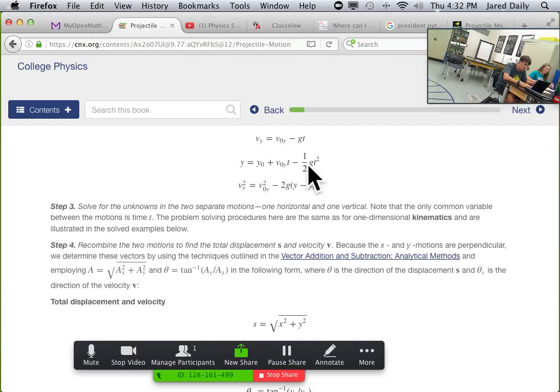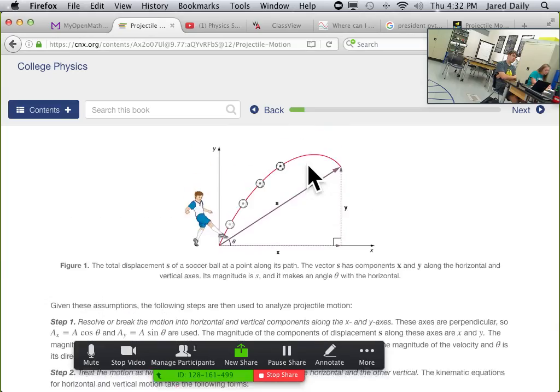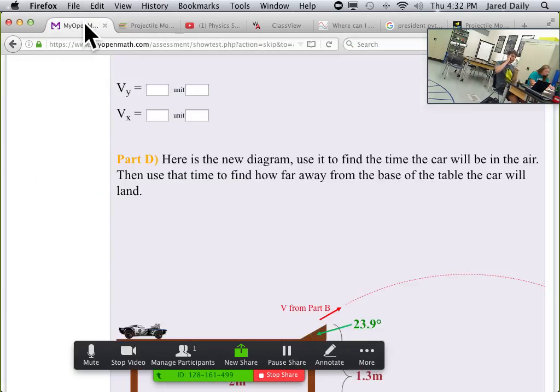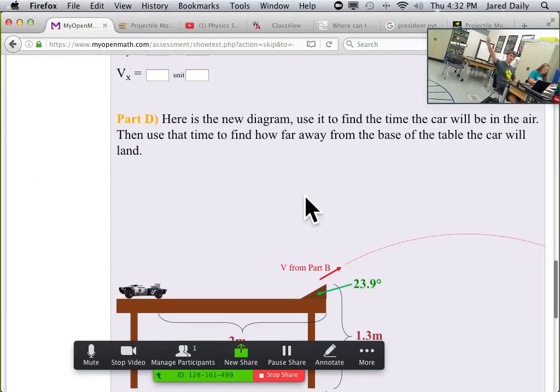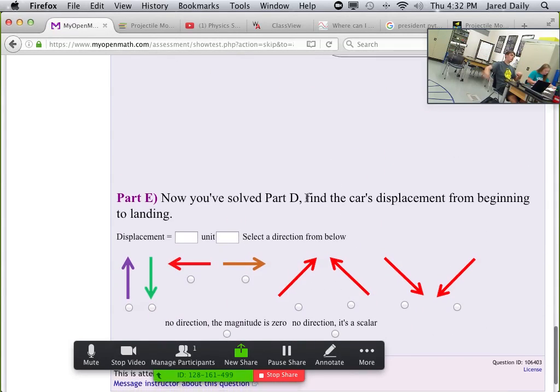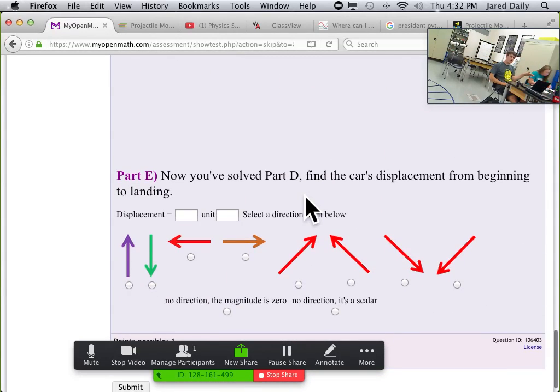Hey, Mr. Daly, on part B where it asks for the total displacement, how would we set it up? So you started with your table, you've shot the car off, and it landed, and it wants your total displacement. So it's the total displacement from the left end of the table, all the way to the landing point, and just set it up like a triangle and find that vector.